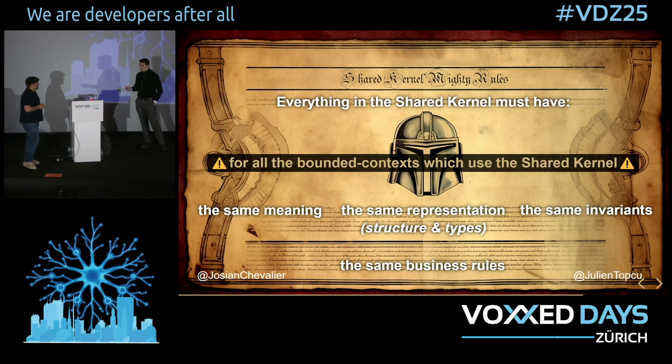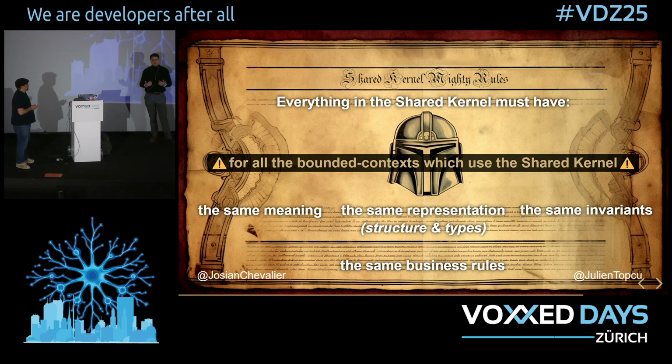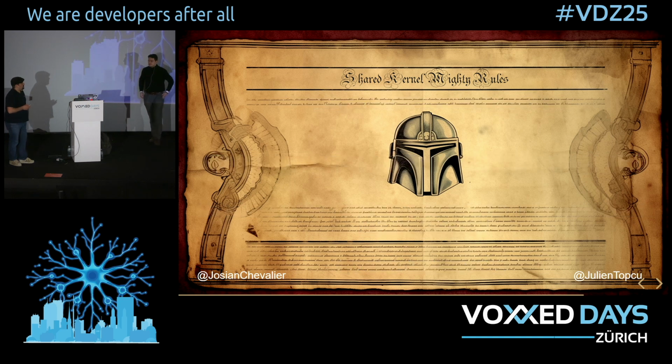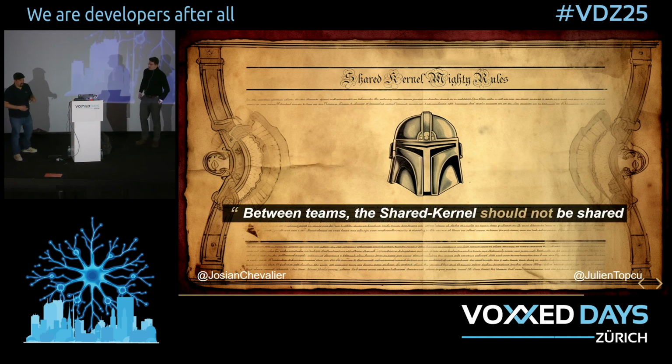Which also means that if you have multiple teams working on the same shared kernel, every time you're going to change it, you need to check with everyone that you're respecting these rules, which means you're coupling your cognitive load with the one of other teams. So that's why we discourage sharing shared kernel between teams.